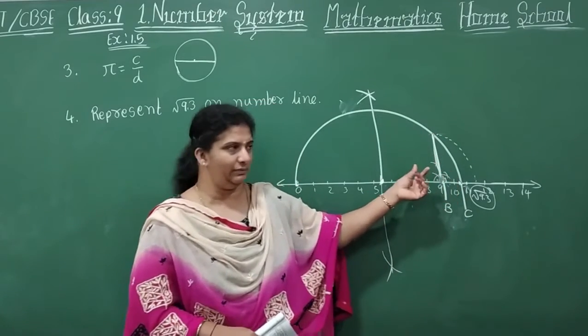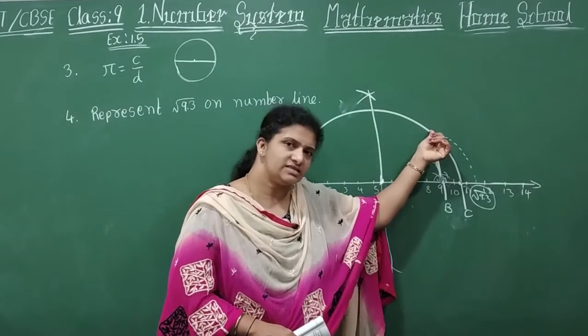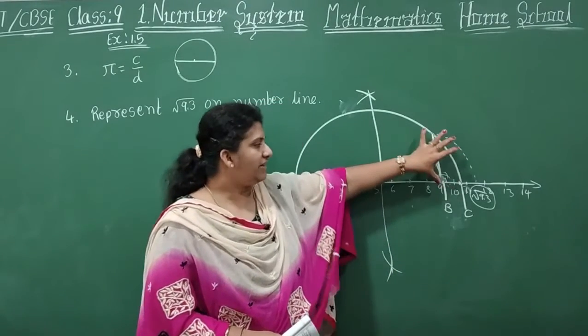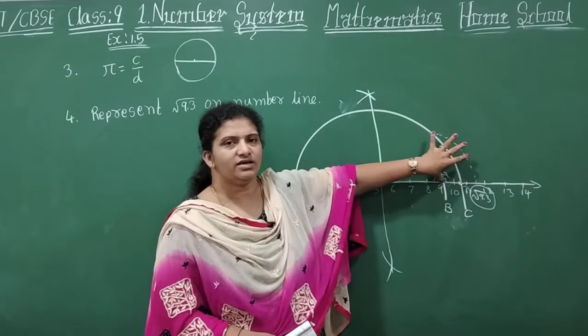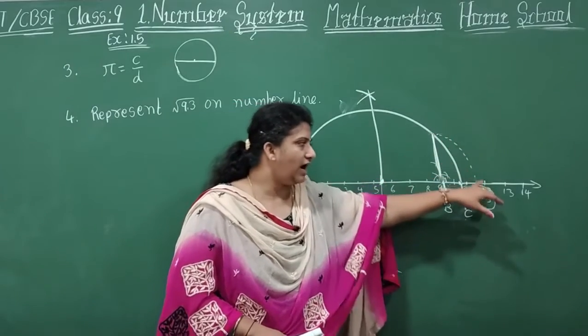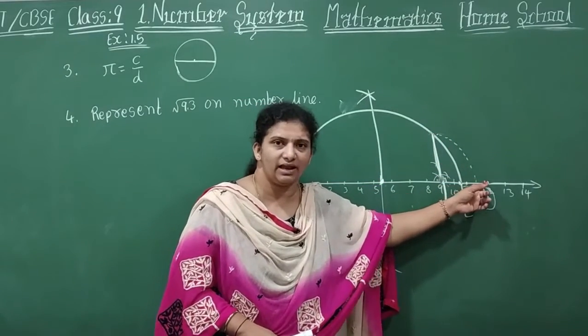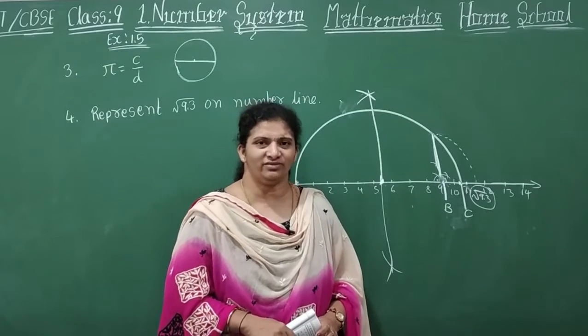You can draw 90 degrees here. So this line where it touches the semicircle, measure with a compass from here to here and extend the semicircular arc here. So this arc, where it touches the number line, that is the value of root of 9.3.